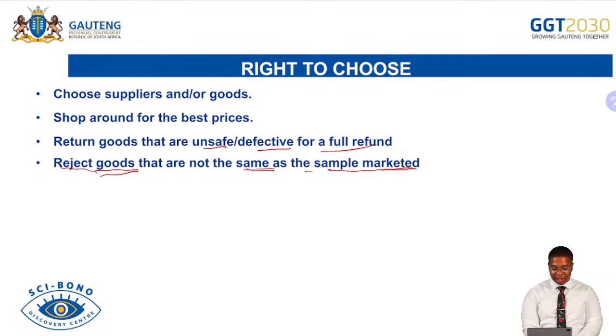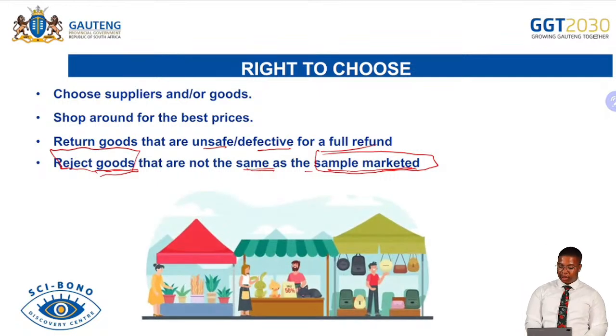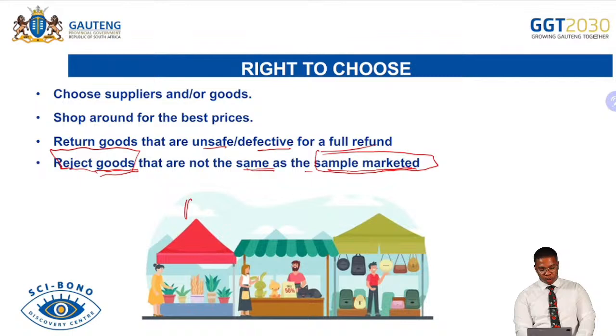You will then have to reject such a product because it is not similar to what was sampled when the product was being marketed. So a consumer has a right to choose to say either buy in shop A, they have a right to buy in shop B or stall C. As you can see, they have a right to shop around for the best price. So they can compare 1, 2, or 3.